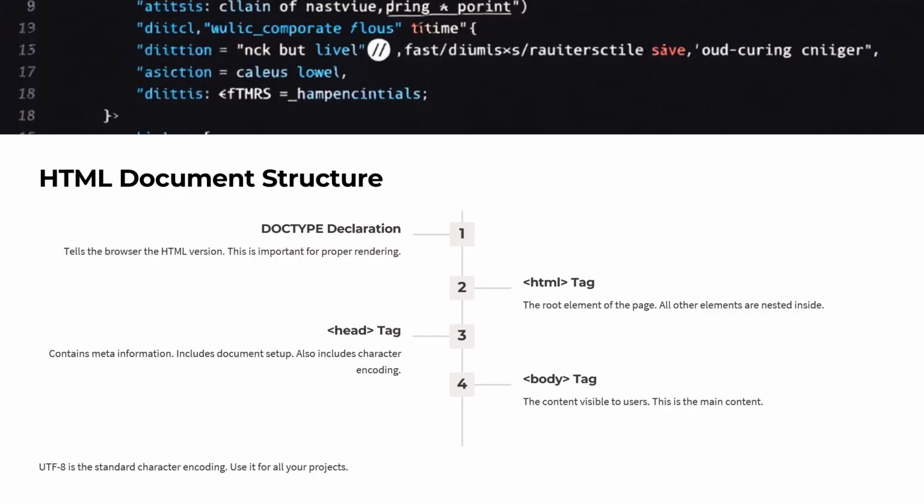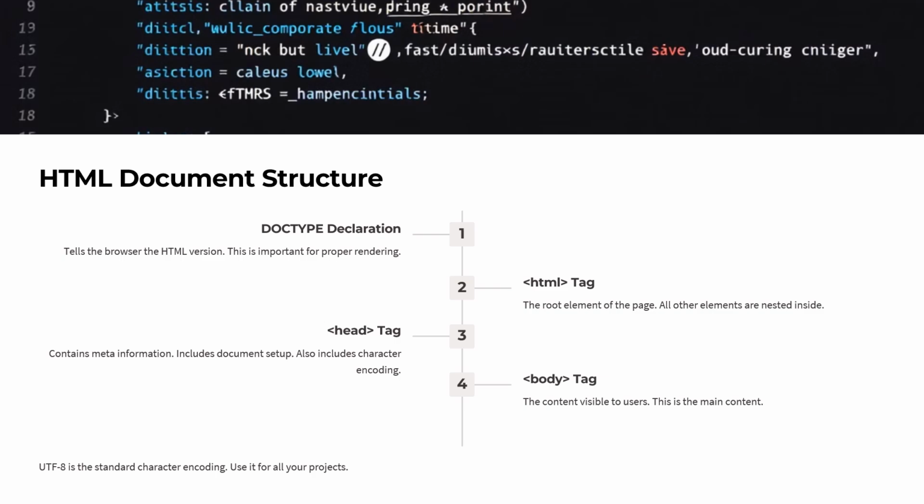The body tag holds all the visible content of the web page. This includes text, images, links, and other interactive elements that users see and interact with. Everything that appears on the screen when a web page loads is placed within this tag.